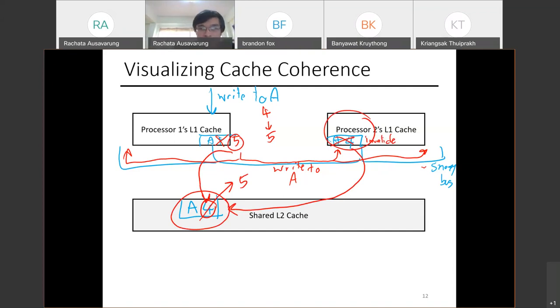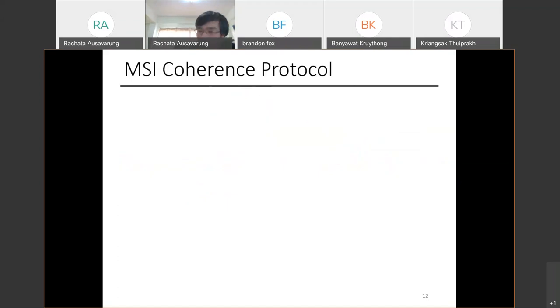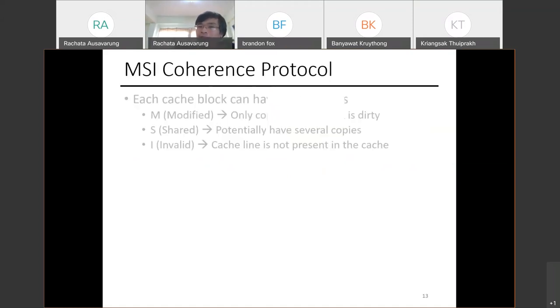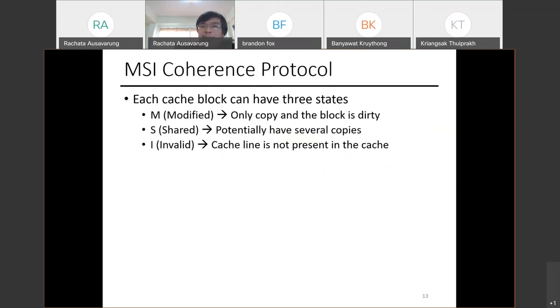So the first protocol that we learn is called the MSI protocol, MSI Coherence Protocol. This is not named after the motherboard company. It's coming from the state of the cache line. M stands for modified, S for shared, I for invalid. Basically, each cache block can have one of these three states.